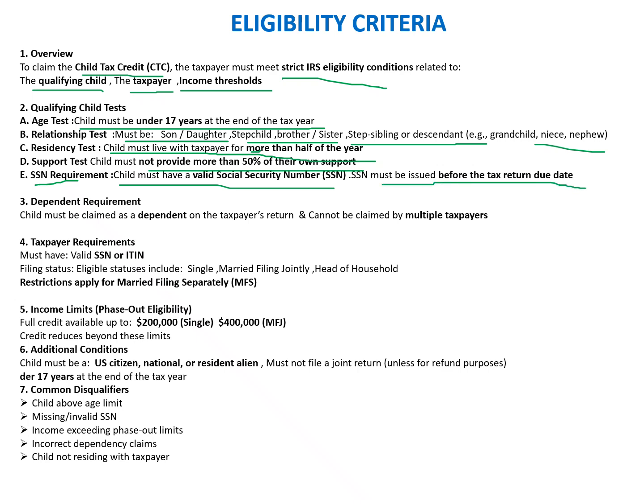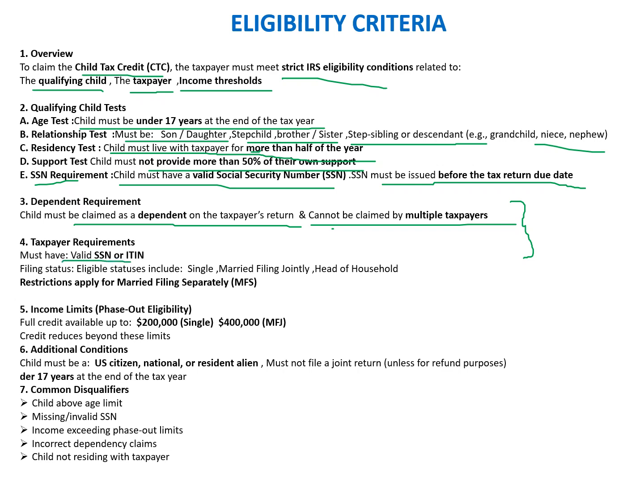So there are certain eligibility criteria to avail the child tax credit, and all these conditions need to be satisfied before the person who is filing the return can claim the benefit of the child tax credit. Dependent children: the child must be claimed as a dependent on the taxpayer's return and cannot be claimed by multiple taxpayers. This is very, very important. If a particular child is claimed in multiple tax returns, then the credit is disallowed, and it can also invoke the penalty provision.